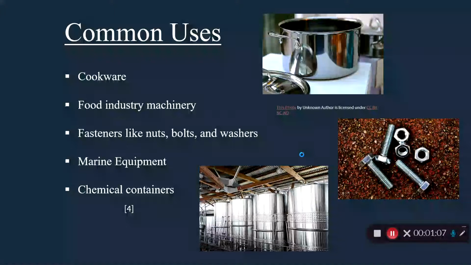So common uses, cookware. It's very ductile and it transmits heat very well, so it's perfect for pots and pans and things like that. And they're also around water, and stainless steel is very resistant to rust. So with all those combined, it's really good for cookware.